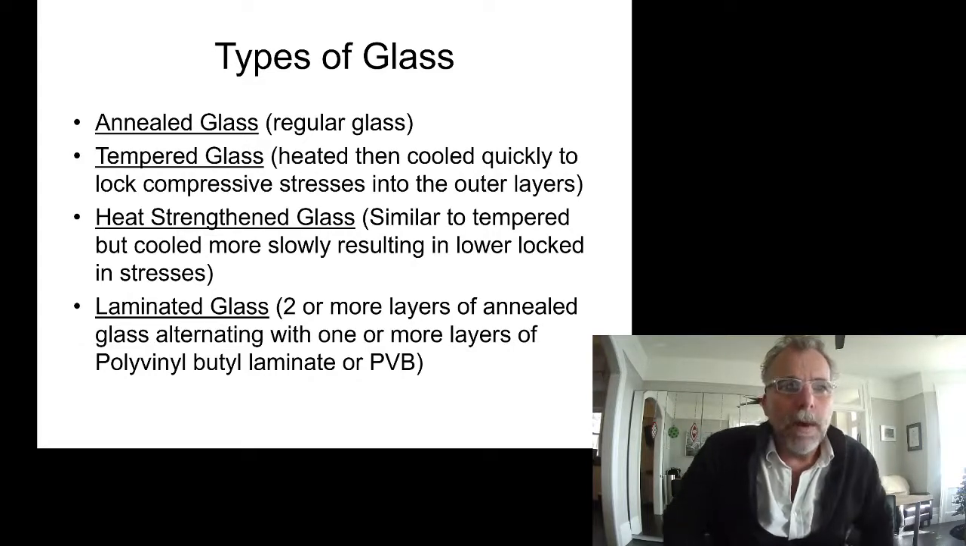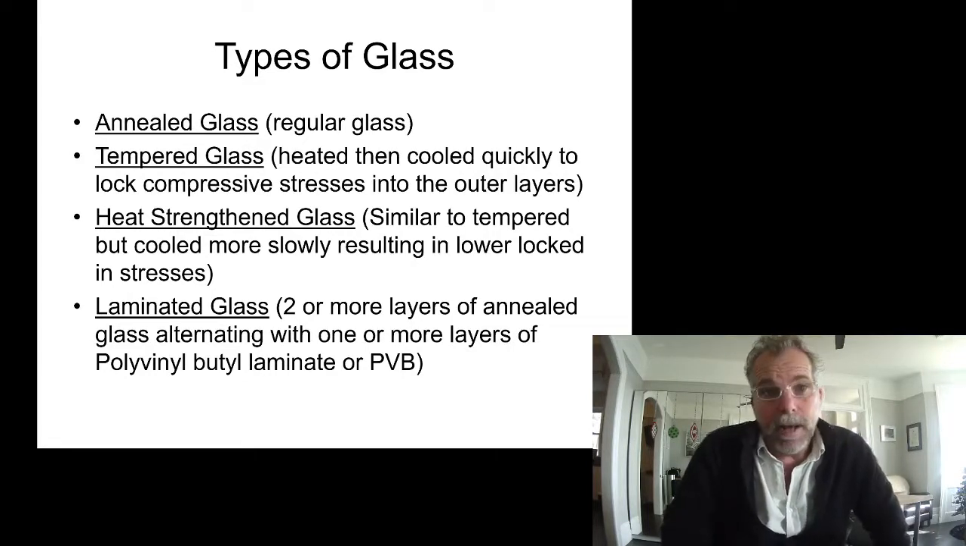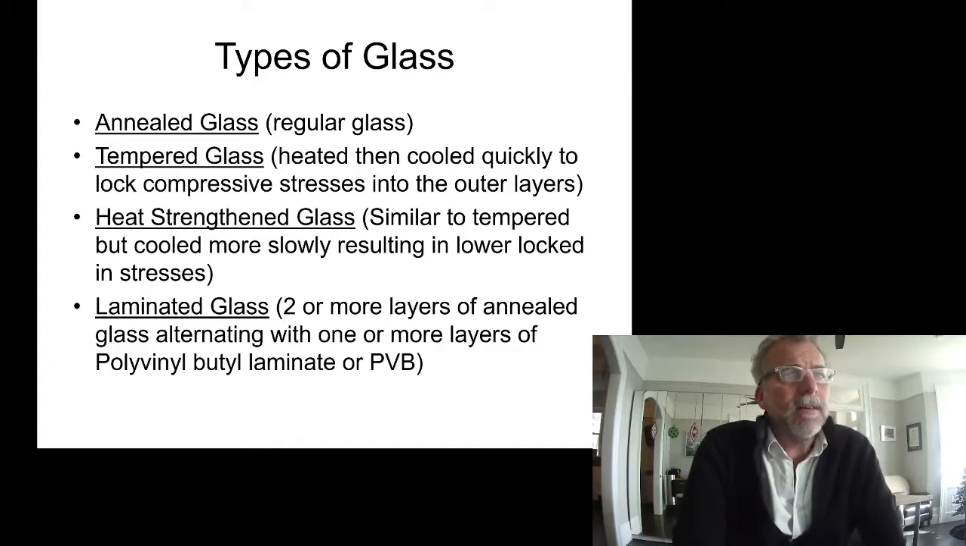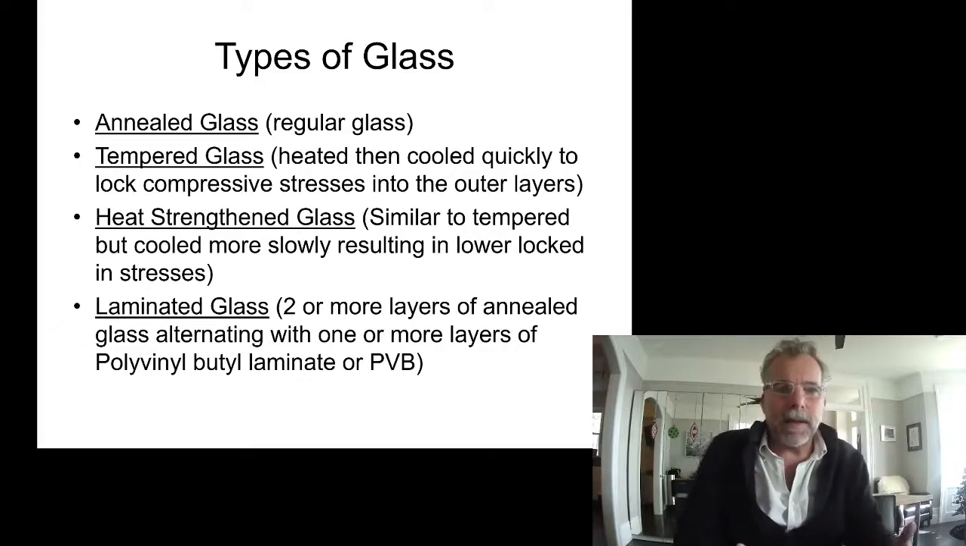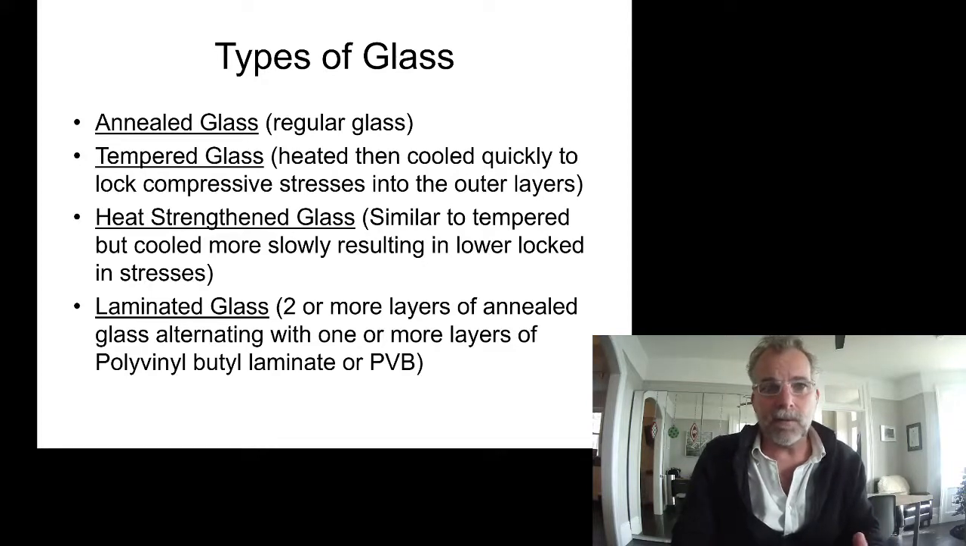We are most interested in window glass as architects and engineers. There are a number of types of window glass. They are all chemically identical, so in a way there are not different types, but regular glass is called annealed glass. Annealing is the process of cooling at a specific rate that prevents undesirable locked-in stresses and makes it relatively strong. So regular old window glass is annealed glass.